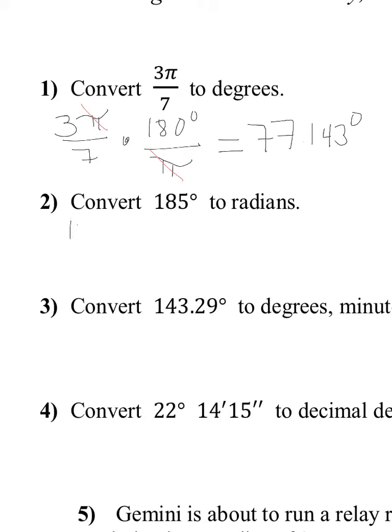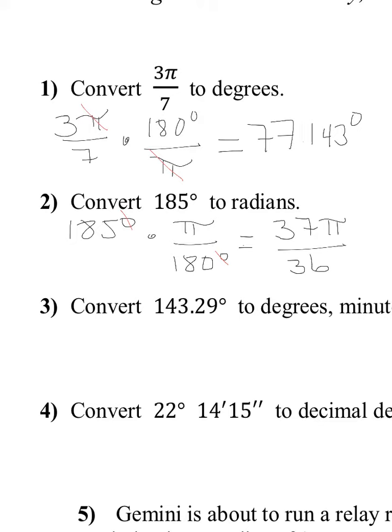And that's it. Number 2, we're doing the opposite. We're doing 185 degrees. We want to change that into radian measure, so we're going to multiply times pi over 180. So here the degrees cancel out, and we're left with 185 divided by 180, and 185 divided by 180 gives us 37 over 36. So this is going to be 37 pi over 36, and we want to leave it in terms of pi, so we're not going to multiply times pi. We're going to leave pi alone.